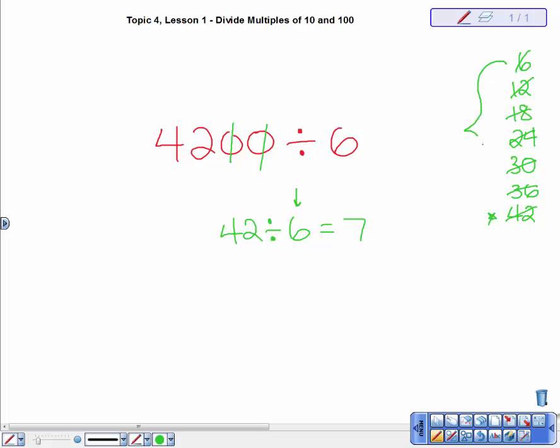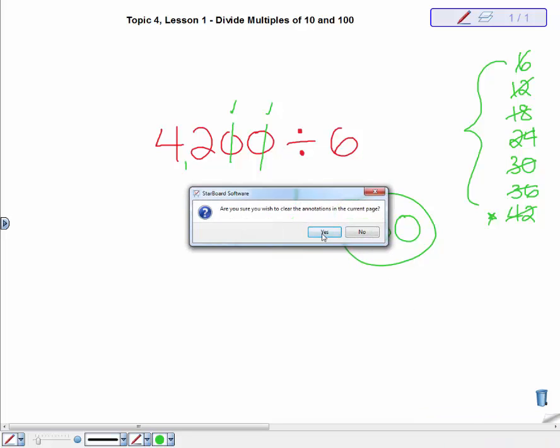Now, I don't recommend that you use this long term. It's going to take you a long time to solve all of your problems if you're skip counting everything. But while you're still working on your multiplication and division facts, this method can help you. So now that I have my little problem of 42 divided by 6 equals 7, I'm going to give back my 2 zeros. So 4,200 divided by 6 equals 700.